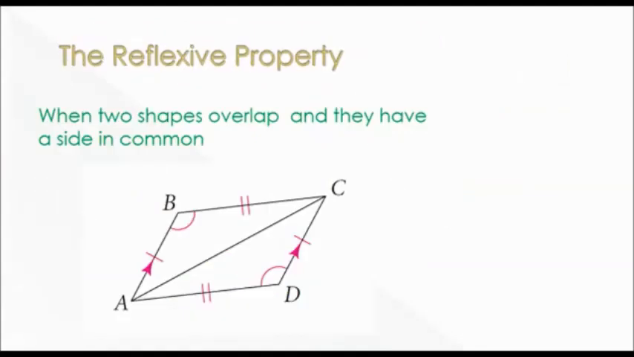All right, let's talk about the reflexive property of congruence. The reflexive property of congruence is a really big name for saying that if you line two people up back to back and they are the same height, then you'll be able to see that. Or you could think about it like this.